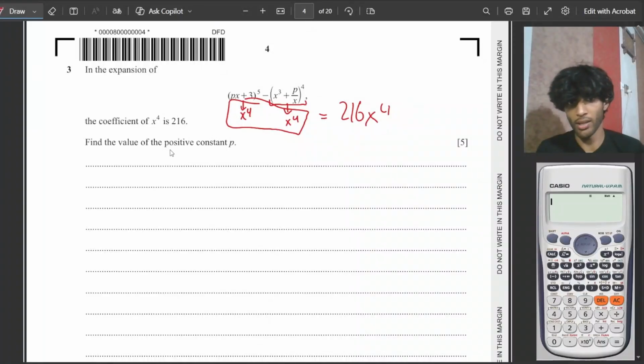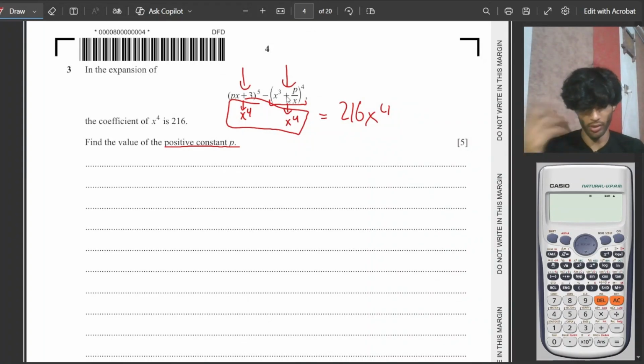Now, we have to find the value of the positive constant p. There's two ways you can do this. You can expand this out fully, all the way to the maximum terms they can give you, and then find out this x to the power 4 term. You can equate them together, and you're going to get something, and then you put it equal to this thing, and then you solve it that way. That's going to be a really long method.